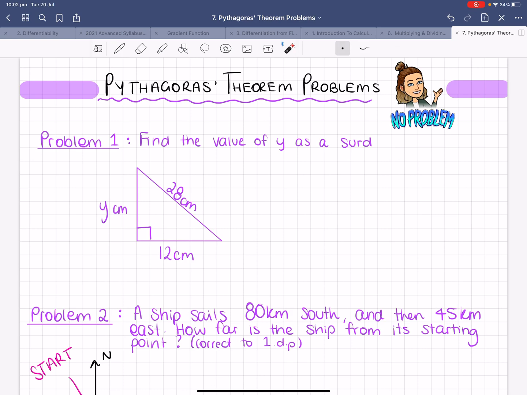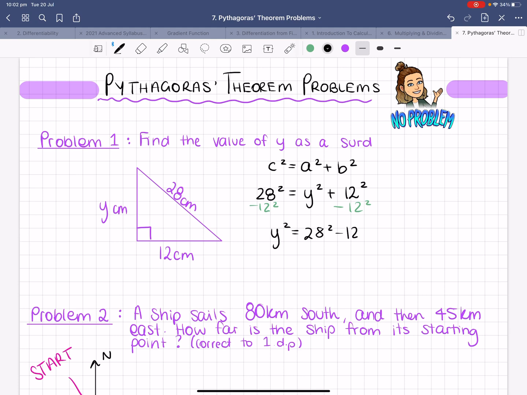So problem number 1, find the value of y as a surd. We're going to use Pythagoras' theorem. Again, that's c squared equals a squared plus b squared, where c is 28, and then a is equal to y, and then b is equal to 12. Then we want to subtract 12 squared from both sides to solve for y. And we're left with y squared equals 28 squared minus 12 squared, which equals 640.